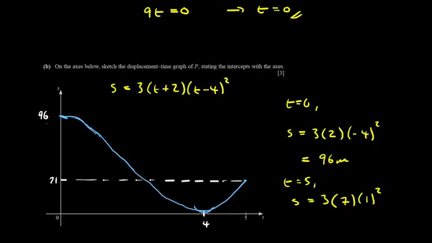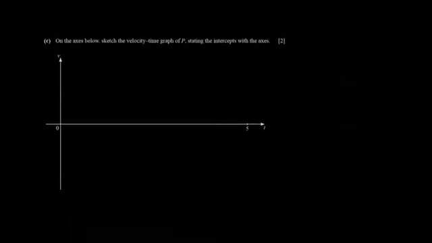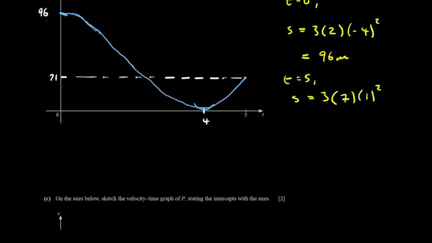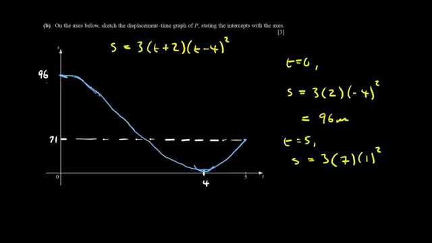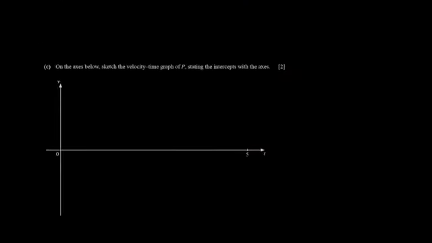Okay, then let's move on to the next part. Let's move on to part C. We want to sketch the velocity time graph. Well, velocity we've already found. So we got that function earlier on in the question. That was t minus 4 times by 9t. So let's write that down. So velocity is given by 9t times by t minus 4.